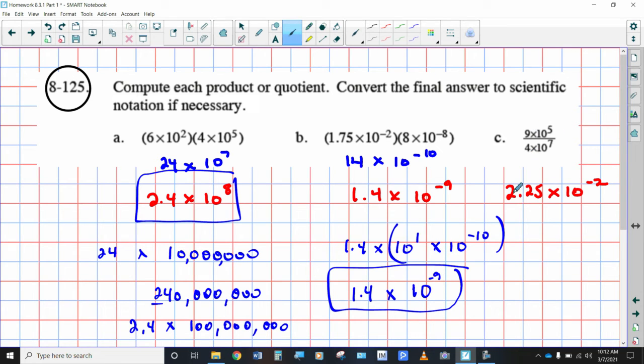9 divided by 4 is 2.25, so that's already a number between 1 and 10. You don't have to adjust that. And then 5 minus 7 is -2, so this becomes 2.25 times 10 to the -2nd power.